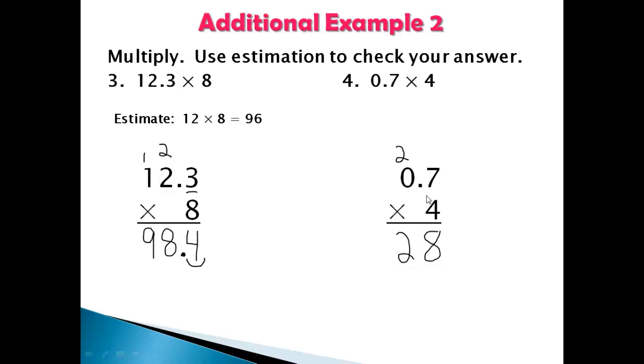We have one number after our decimal, so we're going to move over one place and put our decimal in between the 2 and the 8. So our answer is 2 and 8/10. Now if we look at our estimate for this, our estimate would be 1 times 4, and 1 times 4 is equal to 4, so our answer is reasonable because 2 and 8/10 is close to 4.